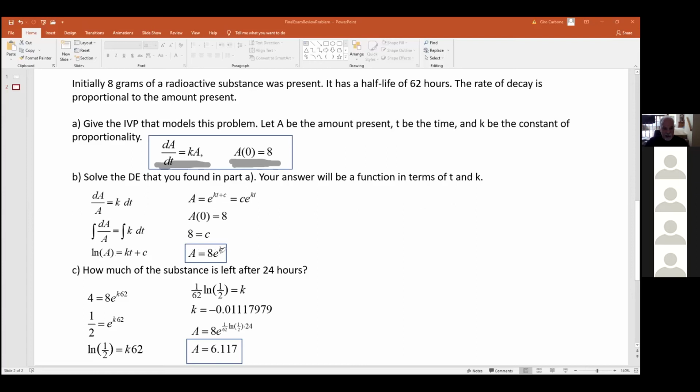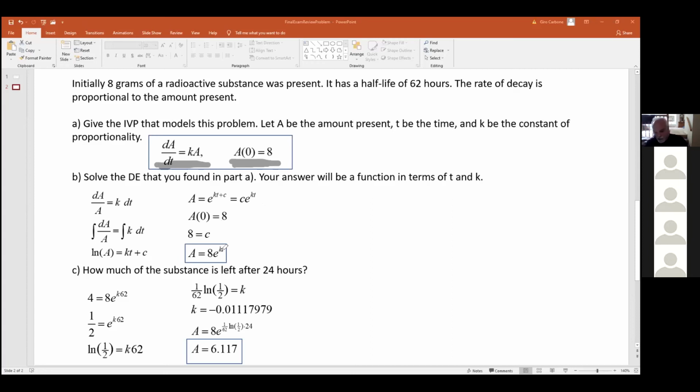At time t equals 0, this is 1, and so A is equal to 8 grams at time t equals 0. Now they want to know how much substance is left after 24 hours. Well, we don't know what K is. We actually did a number of problems like this. Also, you had some WebAssign problems.